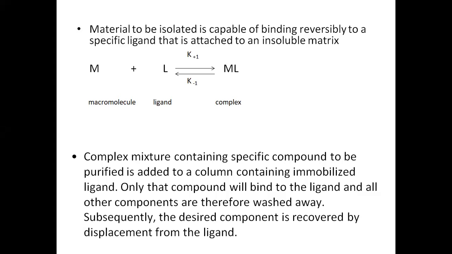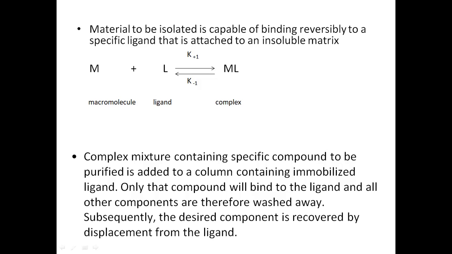And therefore, if we put the complex mixture of the sample, which contains your specific or desired molecule, desired compound, then the desired compound will bind to the column. Everything else will be removed from the column. Okay, it will be washed away by the mobile phase. And then this desired component, which is binding to the column, can be recovered later by what is called displacement.